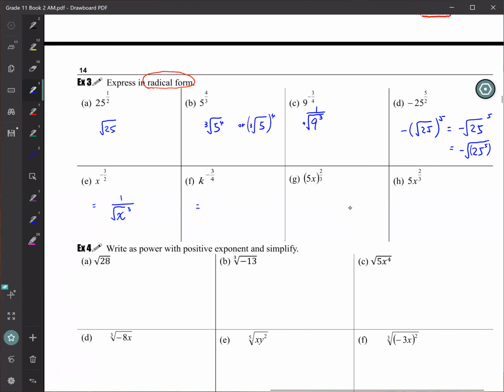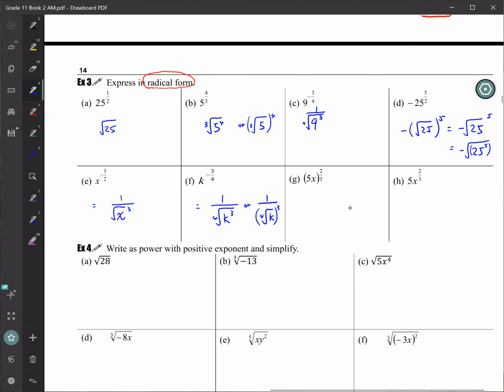Okay, question F, Colin. 1 over the 4th root of k to the 3. Yeah, so you can put it like this, or the 4th root of k to the 3. Okay, either way.